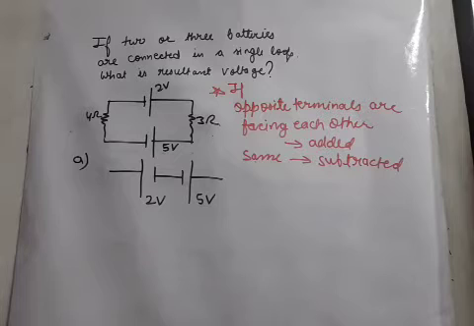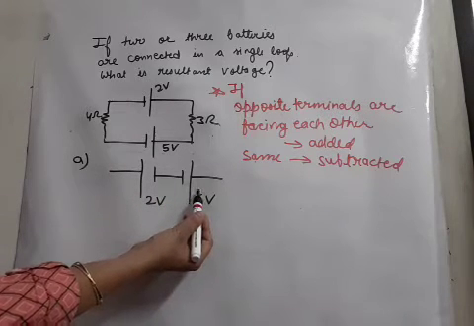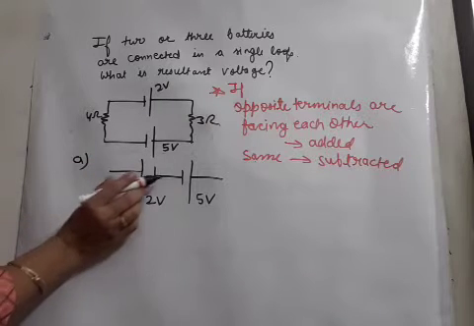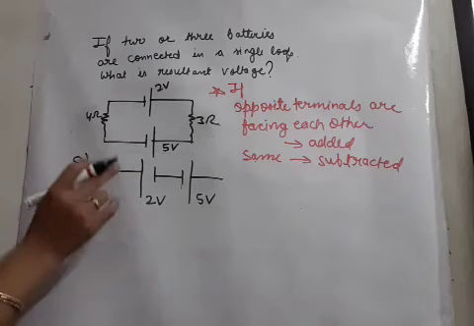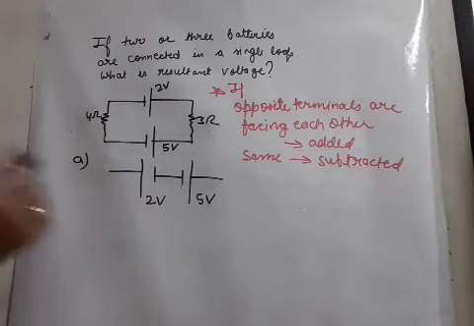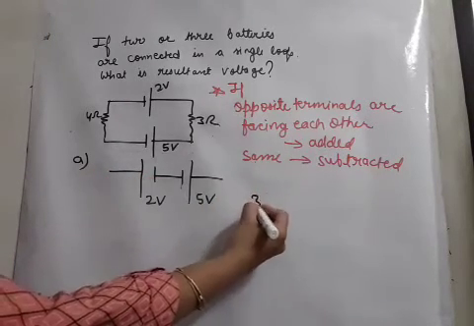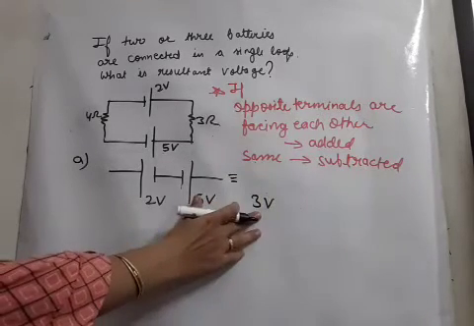Suppose the first case is such that the 2 volt battery is connected with the 5 volt battery in this manner, that negative of one battery is facing the negative of another battery. So the answer is, when same type of terminals are facing each other of the two batteries, then they are subtracted. So same terminal means subtraction. So the answer is 3 volt.